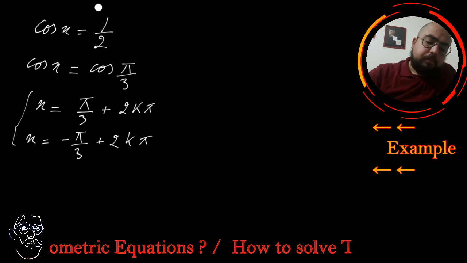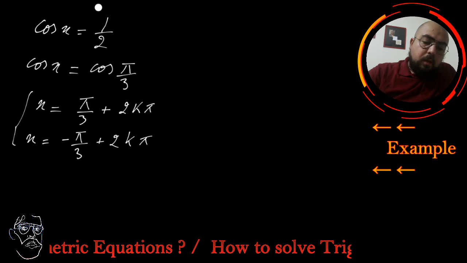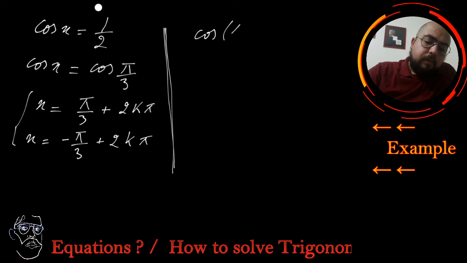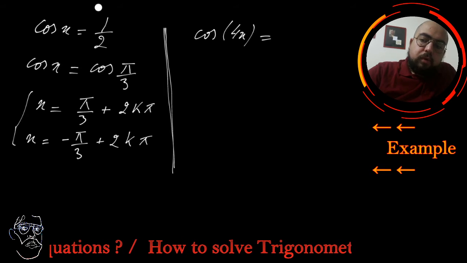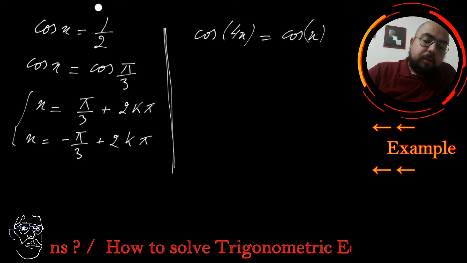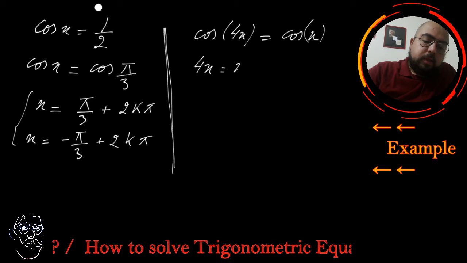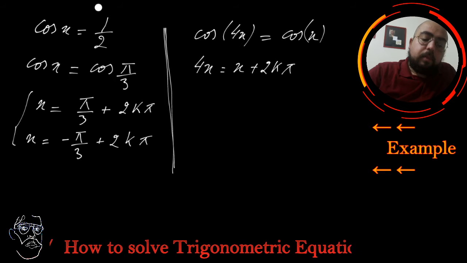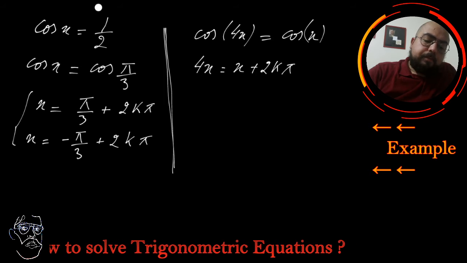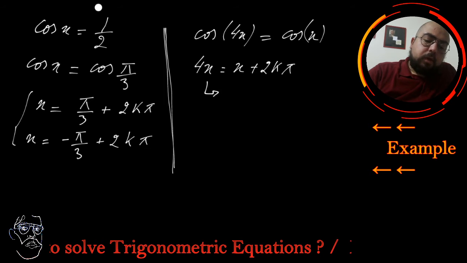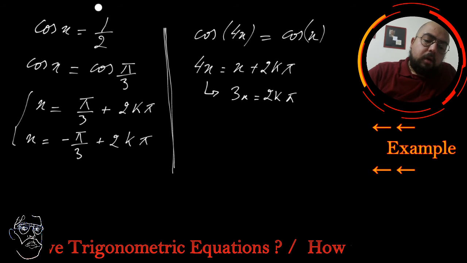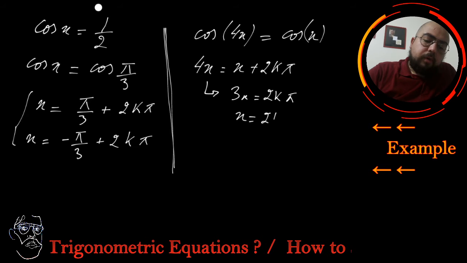Let's take another example. What if we have cosine of 4x is equal to cosine x? Easy. You simply say 4x is equal to x plus 2k pi. Again, 2k pi is the whole revolution. So I'm going to finish this one. 3x is equal to 2k pi. X is equal to 2k pi over 3.